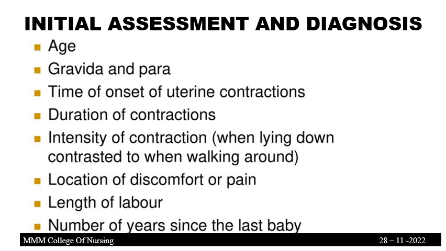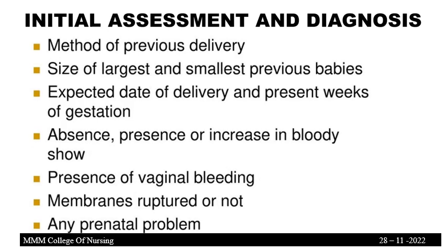So you have to note the time correctly, and the intensity of contraction, location of discomfort or pain. Usually because the pain starts from the fundus, the mother has pain on the upper abdomen. Okay, it is not over the bladder or something. And length of the labor. So from the time of onset of contraction till now, what is the time? You have to note down the time, so that you can early diagnose whether there is any prolonged labor or something. And number of years since last baby. All these details should be collected.